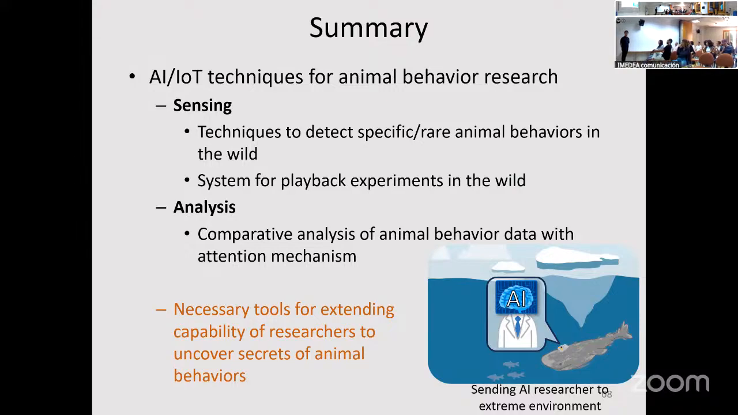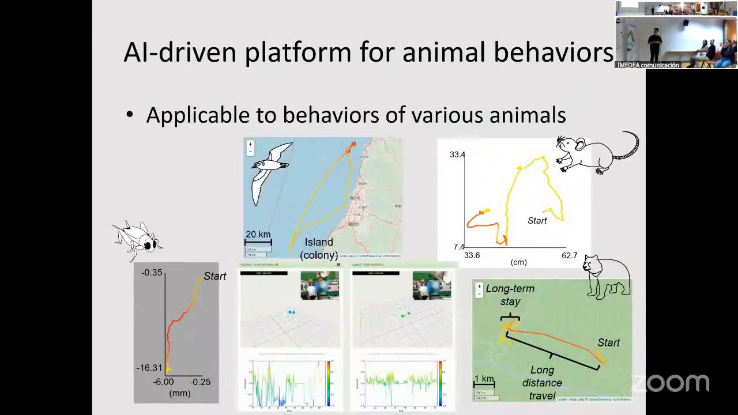In the case of seabirds, the GPS signal condition is very good, so there is not so much serious noise. But the trajectories, I'm not sure. I'm not a biologist, but it looks very random, and so it is very difficult to predict.